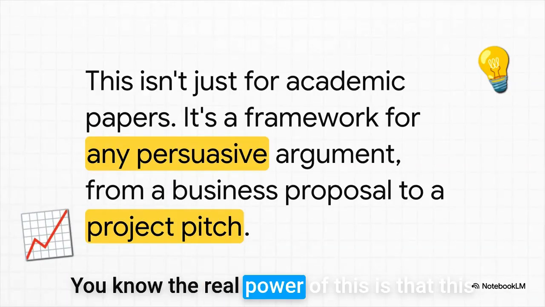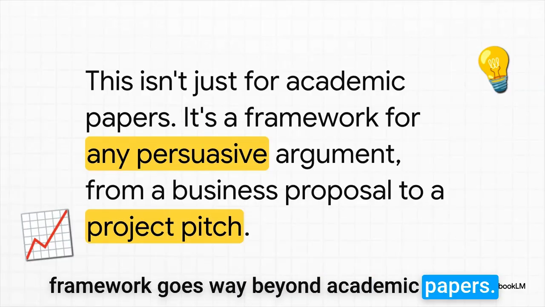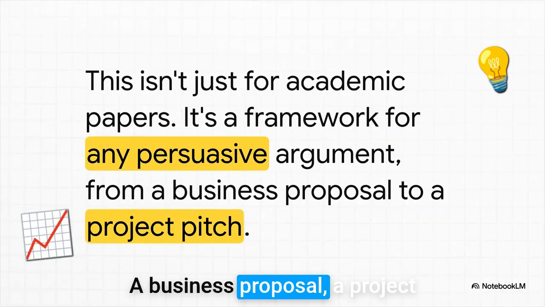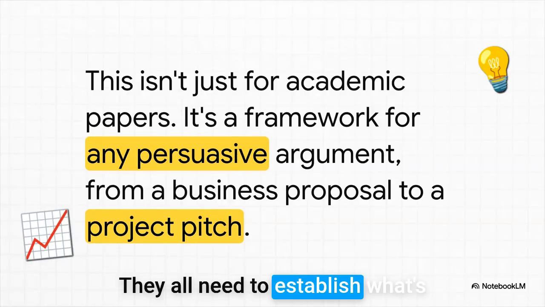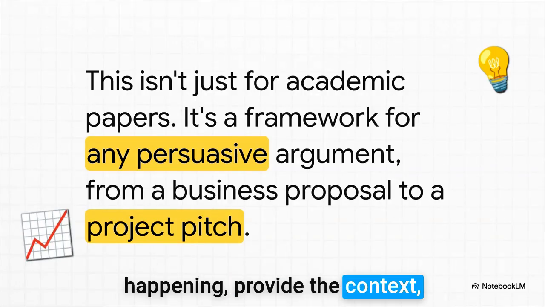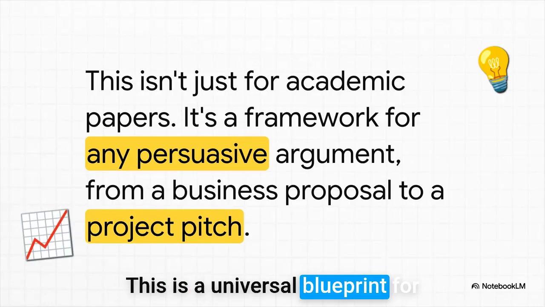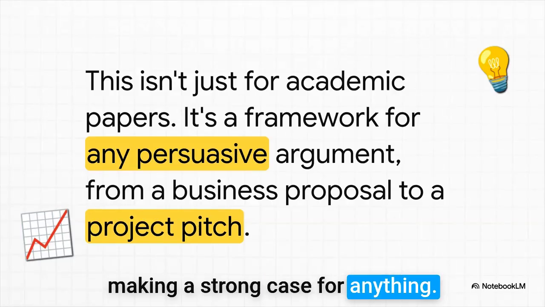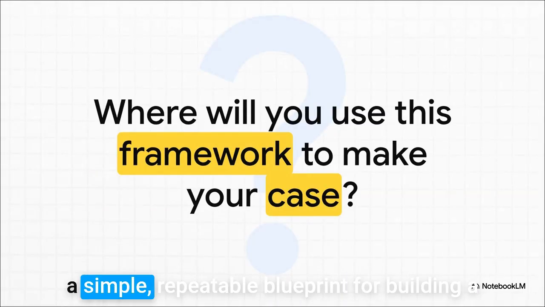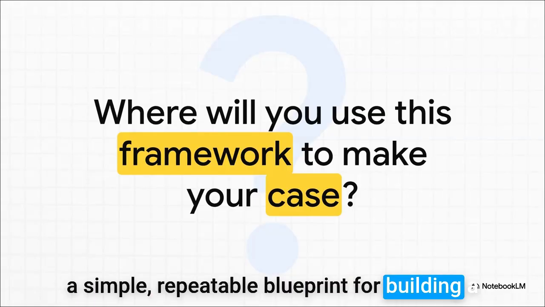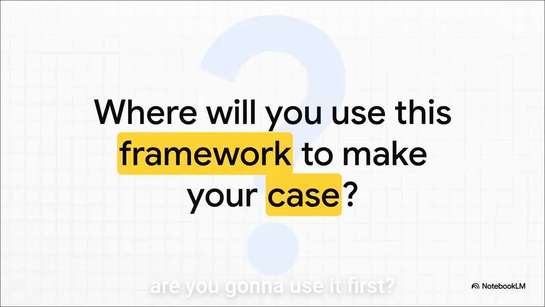And the real power of this is that this framework goes way beyond academic papers. Think about it. A business proposal, a project pitch, a request for funding, they all need to establish what's happening, provide the context, and justify why action is needed. This is a universal blueprint for making a strong case for anything. So the main takeaway is this. You now have a simple, repeatable blueprint for building a powerful argument right from the ground up. The only question left is, where are you going to use it first?